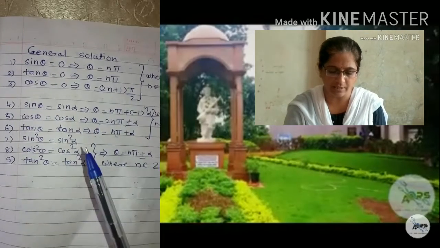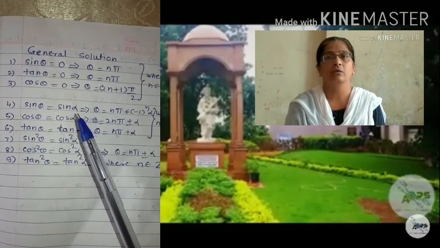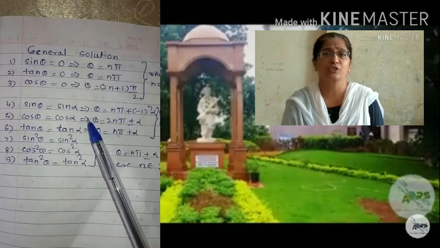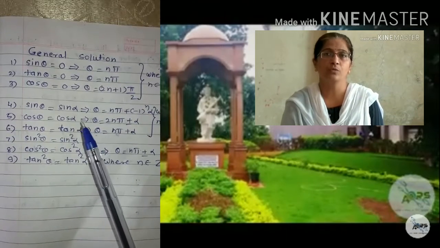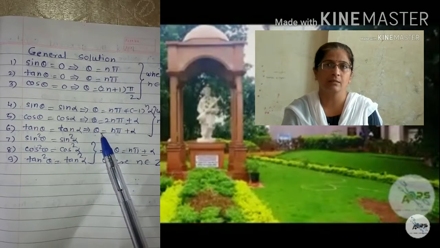You observe that all these formulae: sin theta and tan theta both have the same formula, that is theta equal to n pi, and cos theta equal to (2n plus 1) pi by 2.